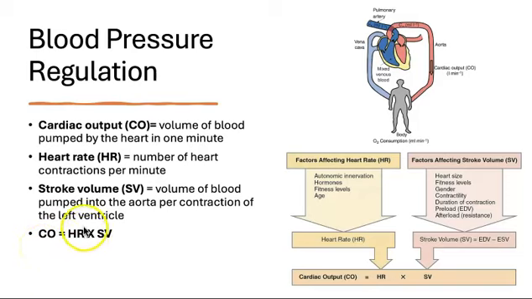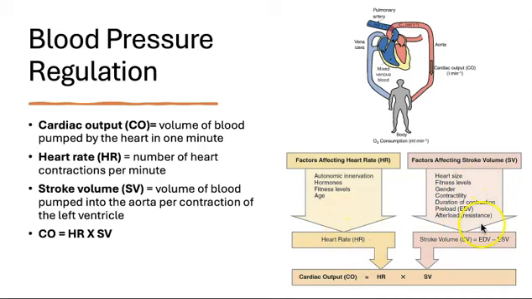Now you may be wondering, how can I change heart rate? How can we change stroke volume? Well, here's this great figure over here that shows us how. With our heart rate, when we stimulate our sympathetic nervous system, that's going to increase our heart rate. Certain hormones like epinephrine and norepinephrine can increase our heart rate. Our fitness levels and age will also affect our heart rate.